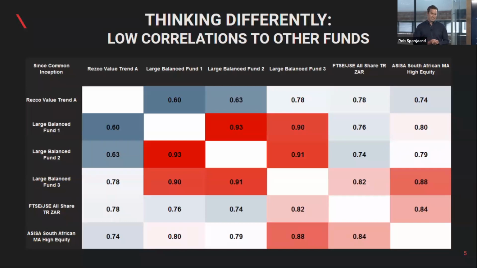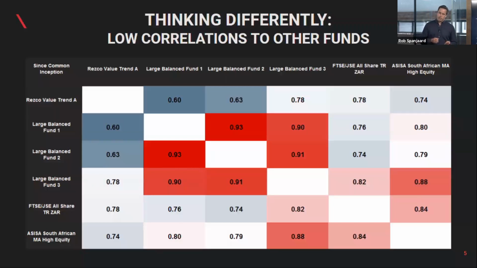Now, the really interesting thing is that these three large funds, which we obviously can't mention because we'll get into a bit of trouble, make up over half of the 450 billion assets under management invested in the high equity or the balanced space. What is a little bit unnerving is to see the high correlation between these funds. So obviously a perfect correlation is one, where the two funds will move in lockstep together, and you can see a lot of these funds have a correlation of 0.9 to each other, which is extremely high.